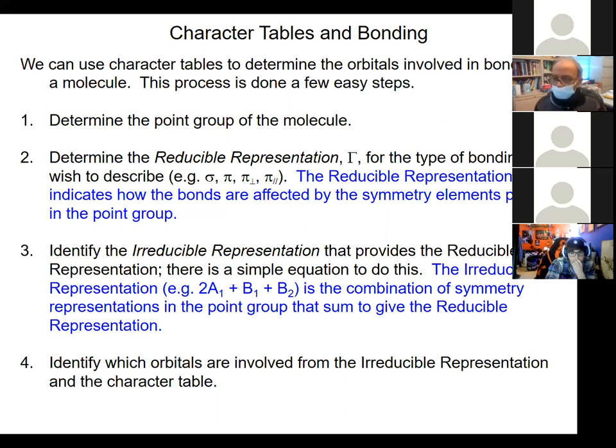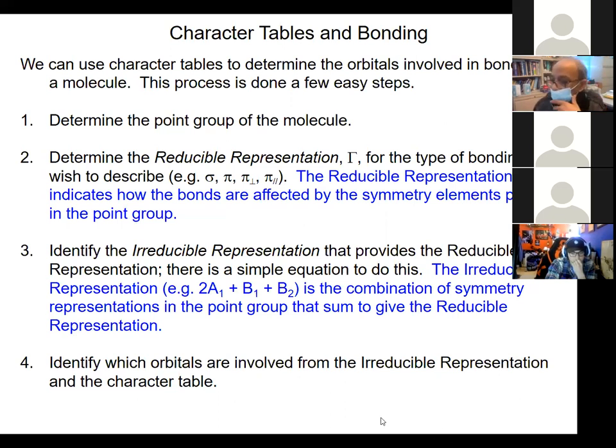So these are all the things that we have to first consider and come up with what we call reducible representation. Once you have reducible representation, we need to convert the reducible representation to what we call irreducible representation using the character table. That gives you what symmetry representations are involved in the irreducible representation. For example, an irreducible representation looks like 2A1 plus B1 plus B2. That is your irreducible representation.